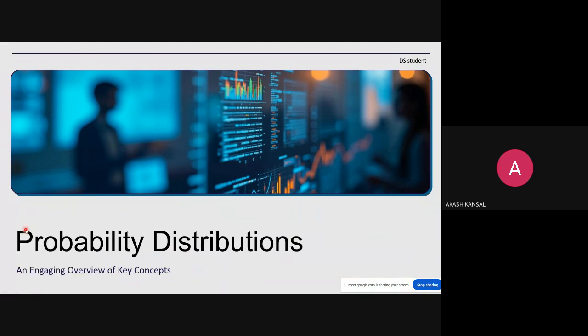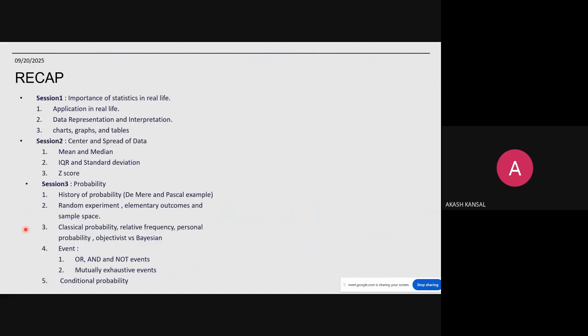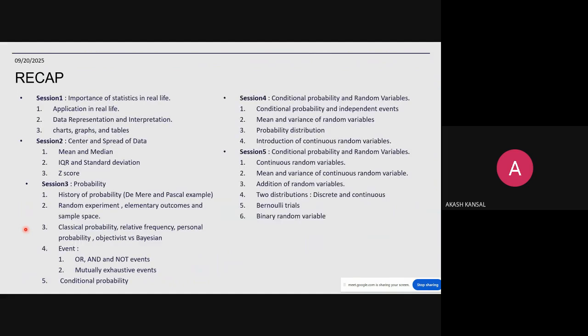And in the earlier session, so these are all the sessions that we have had. In session 1, we discussed the importance of statistics. Session 2, we covered center and spread of the data, covering mean, median, IQR and all. Session 3, we had probability. Session 4, we covered the conditional probability and random variables. And in session 5, the last session, we covered random variables, and we started the discussion on the two distributions.